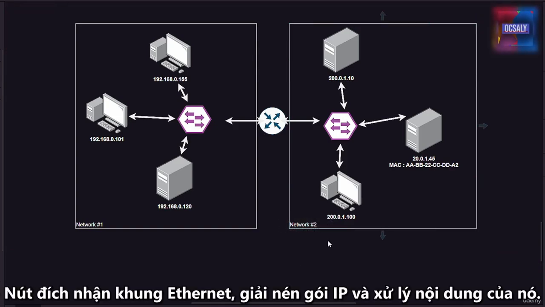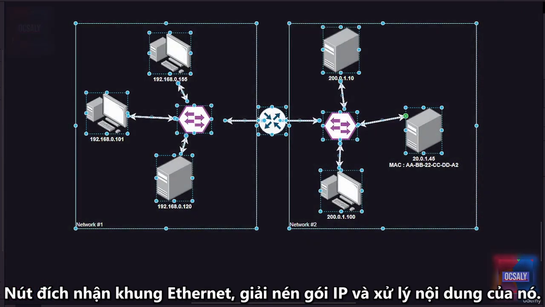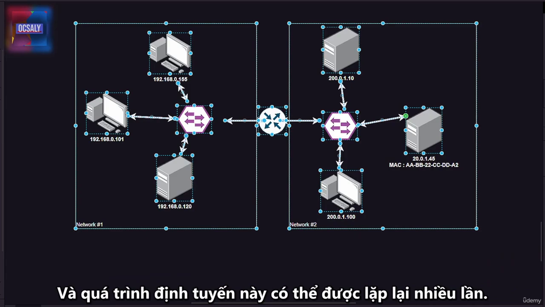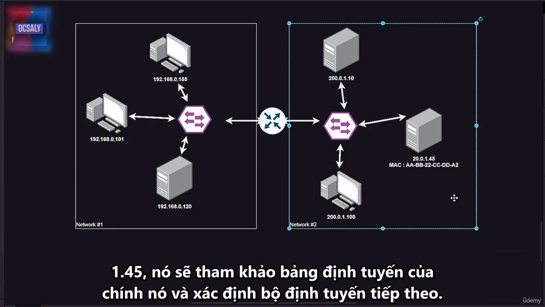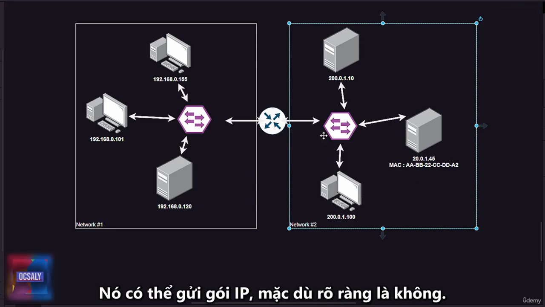The destination node receives the Ethernet frame, unpacks the IP packet, and processes its contents. And this routing process might be repeated multiple times. For example, if the router was not directly connected to the network containing the node 20.0.1.45, it will consult its own routing table and determine the next router it could send the IP packet to.